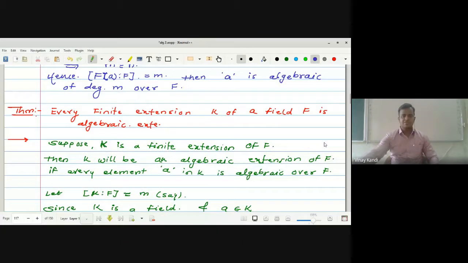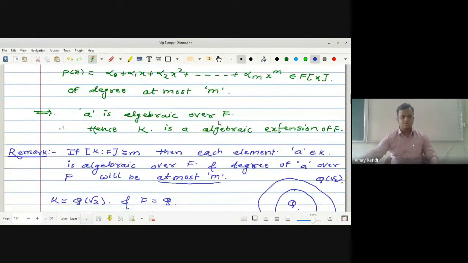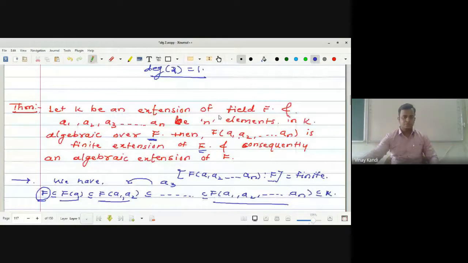Every finite extension K of a field is an algebraic extension. Hence we prove that if K is an extension of the field F, and a1, a2, up to an, the n elements belonging to K, are algebraic over F, then F(a1, a2, ..., an) is a finite extension of F. And you know that every finite extension is an algebraic extension.